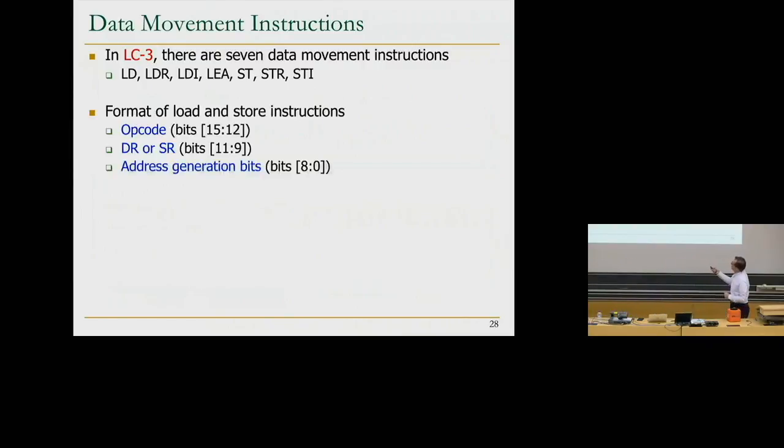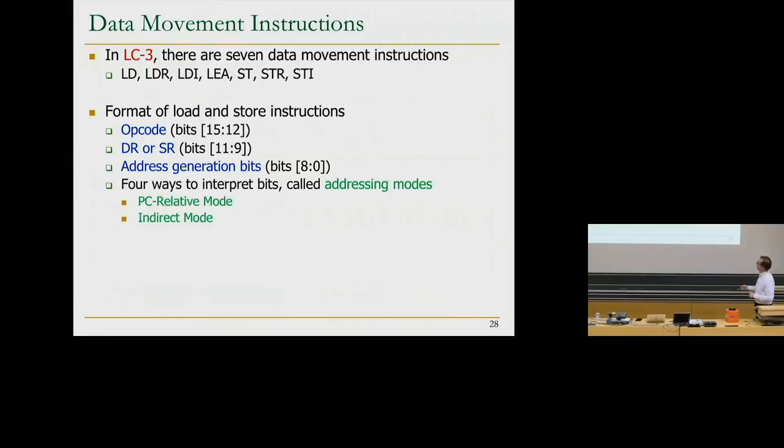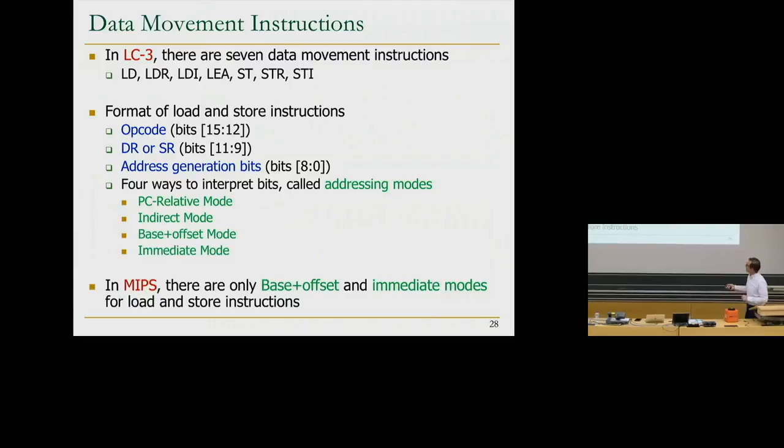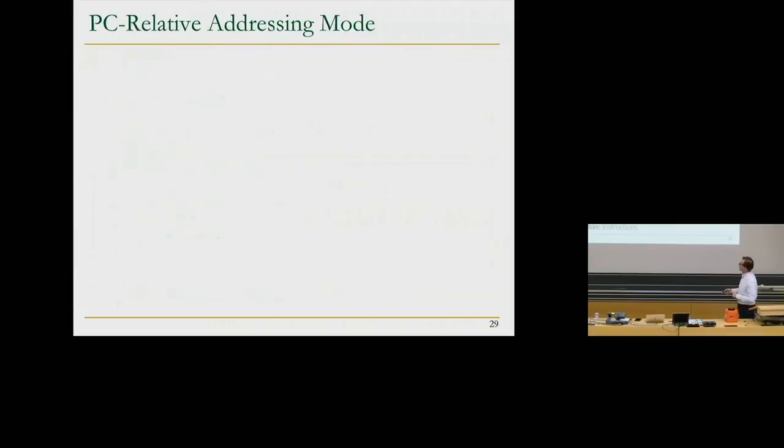The format looks like this. You have the opcode, you have the destination register or source register, and you have some address generation bits. These are how you calculate the address. And there are 4 ways to interpret the address generation bits, called the addressing modes. So PC relative mode, indirect mode, base+Offset, immediate mode. In MIPS, there are only base+Offset and immediate modes for the load store instructions. So MIPS is a little bit simpler in this case. So let's take a look at PC relative.